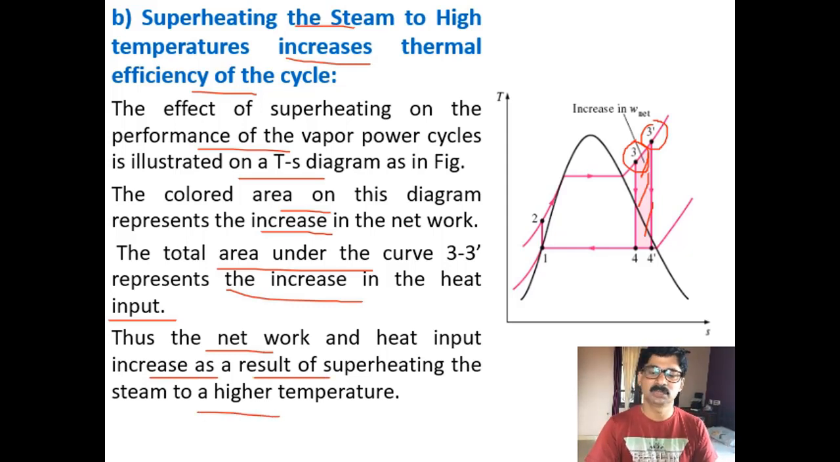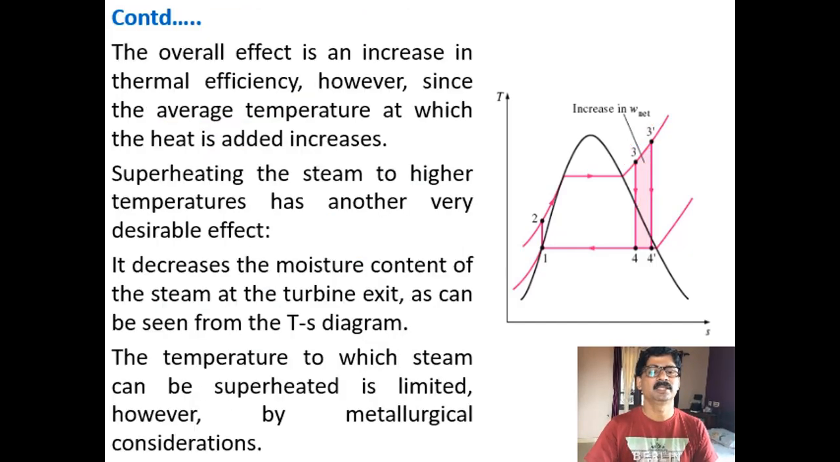Suppose we superheat the steam to a higher temperature, it not only increases the net work output, it also increases the heat addition, because to superheat you have to supply extra heat to the steam. The overall effect is an increase in thermal efficiency. However, since the average temperature at which heat is added increases, since you are increasing 3 to 3 dash, the average temperature of heat addition changes.